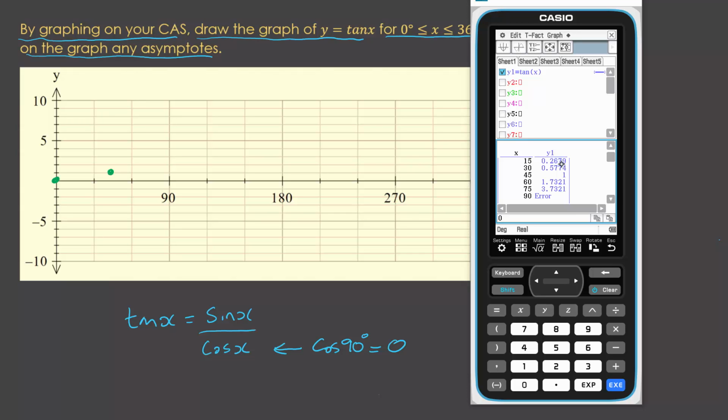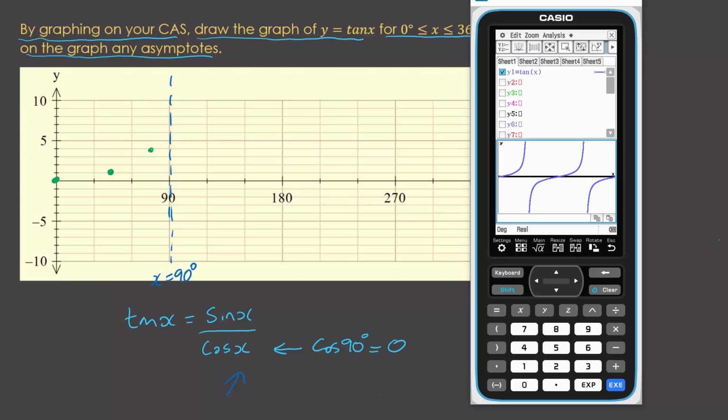So that's somewhere around here. If we refer back to the graph, so if I go here and graph it, you can see that it's just going off the top of the screen there. From what we discussed down here, it should be clear that x equals 90 degrees is an asymptote. And from the graph and the table of values we had, it seems that the graph must do this.